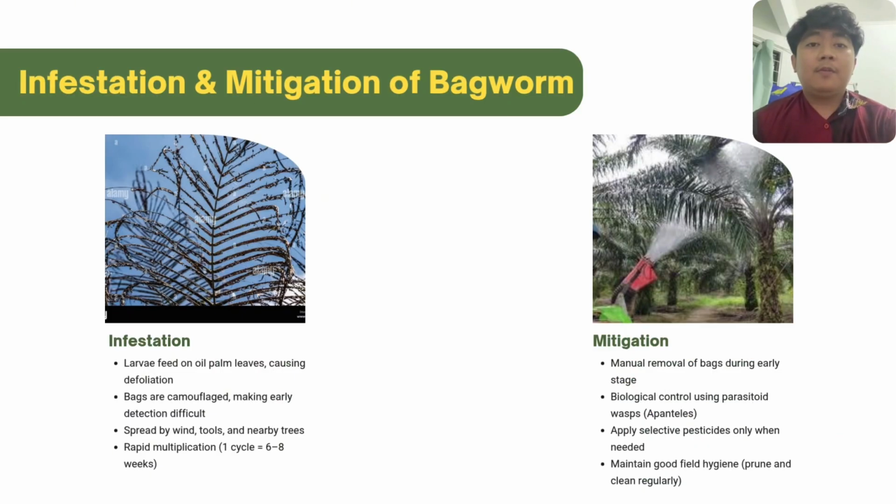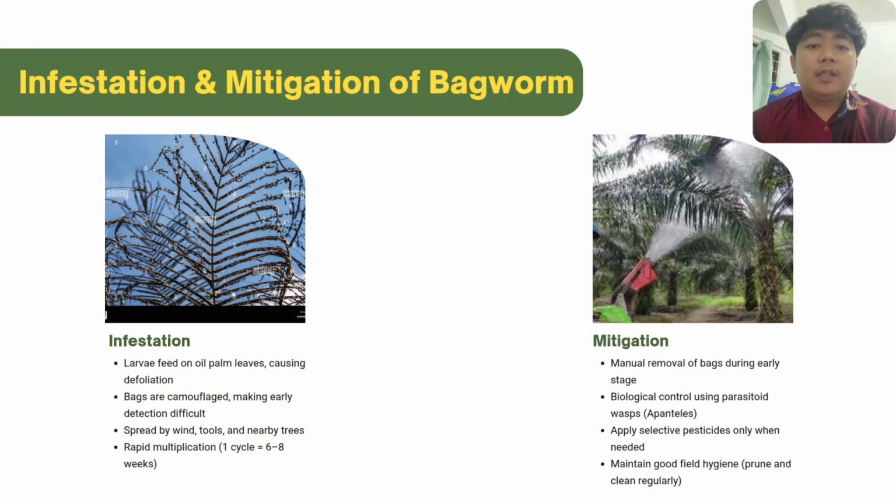Okay, so for now, let's examine how bagworm infestation develop and what we can do to control them effectively. Regarding infestation patterns, larvae feed directly on oil palm leaf, causing visible defoliation. The bags are cleverly camouflaged, making early detection very difficult during routine field inspection. They spread through multiple ways: by wind, tools, and movement to nearby trees, with rapid multiplication occurring every 6 to 8 weeks. Small population can quickly become major infestation.